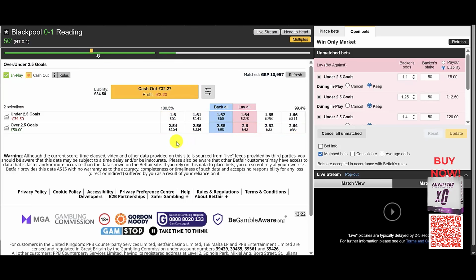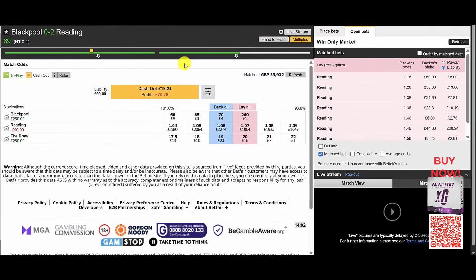I mean, the most ideal scenario from here would be a Blackpool equaliser. But let's see what happens. We're expecting goals, just not sure of the time of it, but we're taking advantage of the time decay. Let's see what happens in the second half. 69 minutes on the clock.